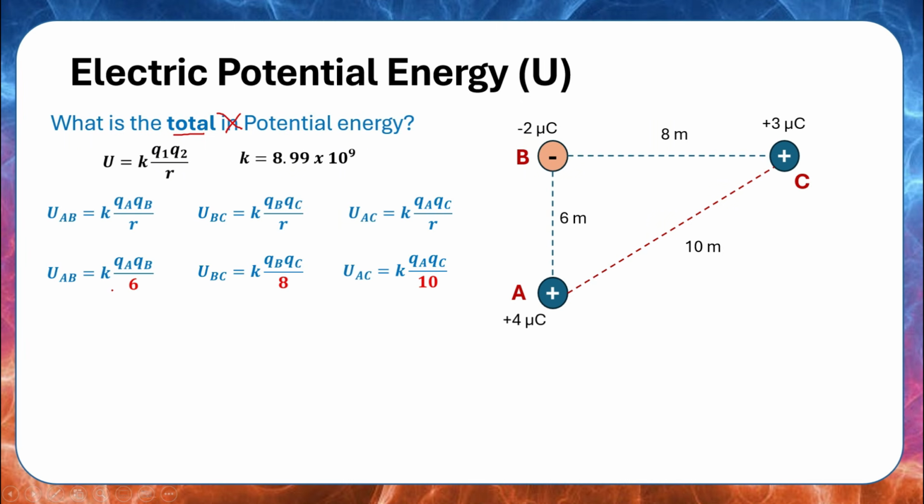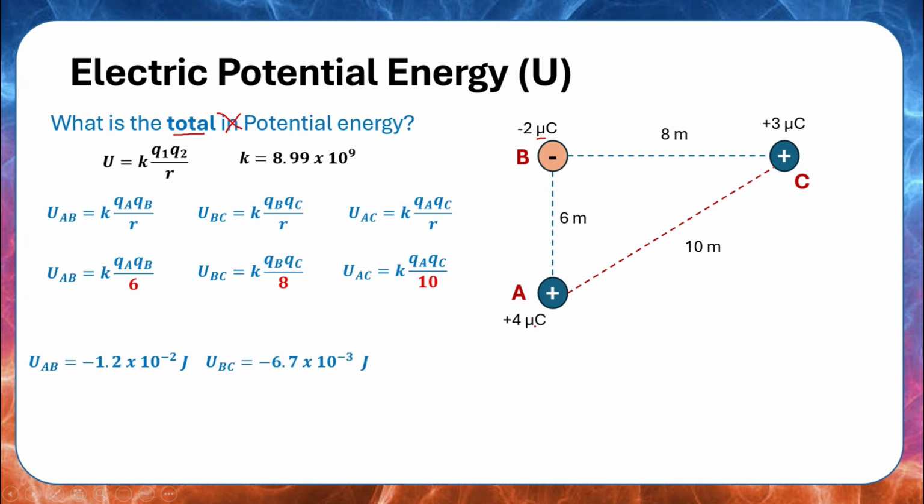And solving each one of them, put all the values here. We already know the value of K is this. The value of each Q are these. And don't forget that micro means times 10 to the negative 6. So multiply them and divide by the distance. And we got the answer for the energy created by A and B, which is negative 1.2 times 10 to the negative 2 joules. And for the energy created by B and C, we have negative 6.7 times 10 to the negative 3 joules. And why are these two negatives?